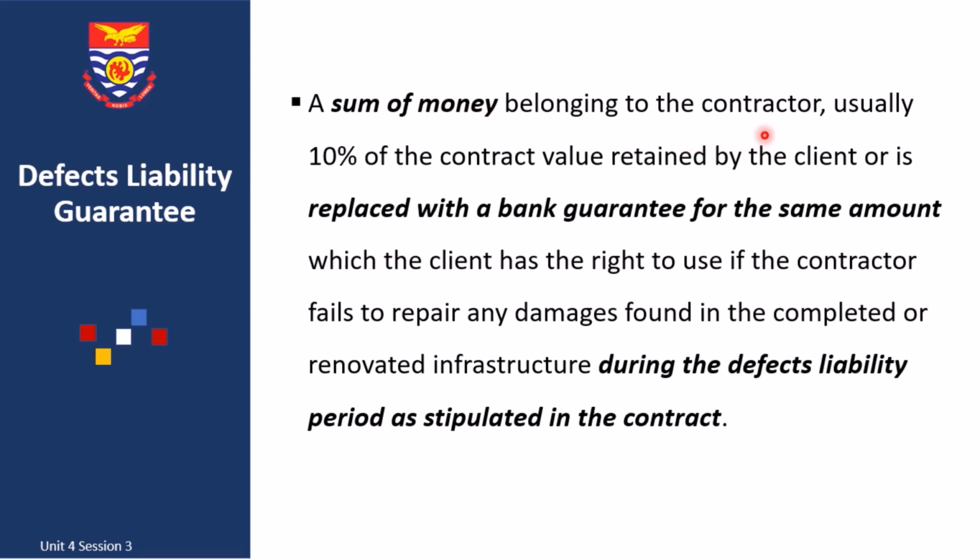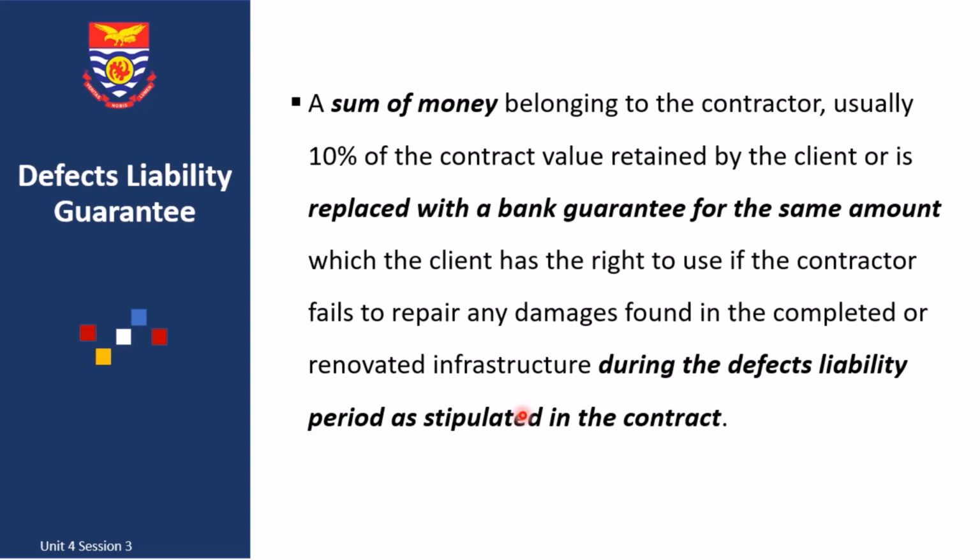So, as has been explained, the defect liability guarantee is a sum of money which usually belongs to the contractor, and it's mostly 10% of the contract value that is retained by the client or the procurement entity. Or it could also be an amount of money which is usually replaced with a bank guarantee for the same amount that the client has the right to use if the contractor fails to repair any damages or defects found in the completed or renovation works during the defect liability period.